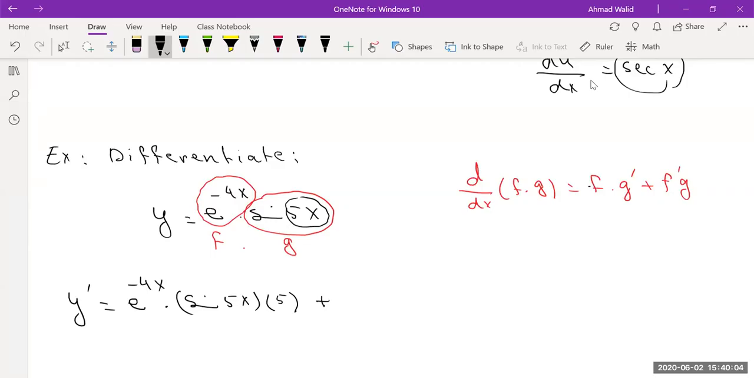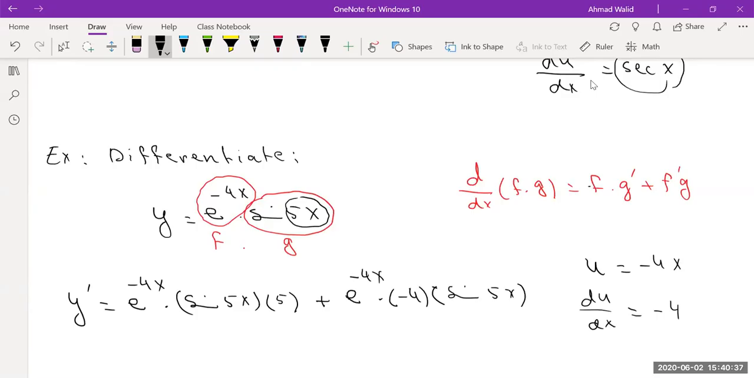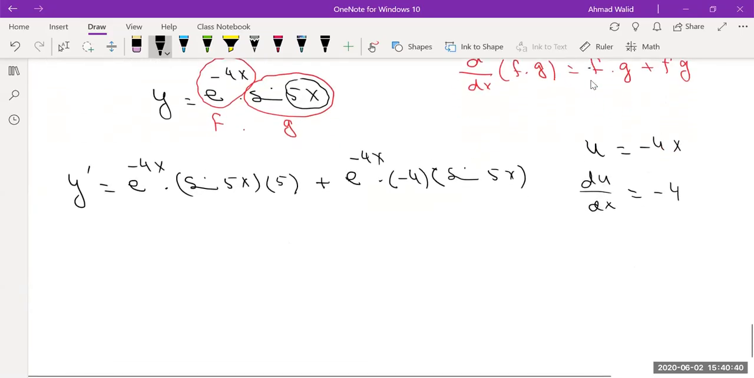plus f prime g. What is f prime? F prime is e to the u, it means e to the negative 4x times du over dx. When your u is negative 4x, then du over dx is negative 4, right? It means e to the negative 4x times negative 4 times g, which is sine of 5x. Let's simplify a little bit here and we are done.